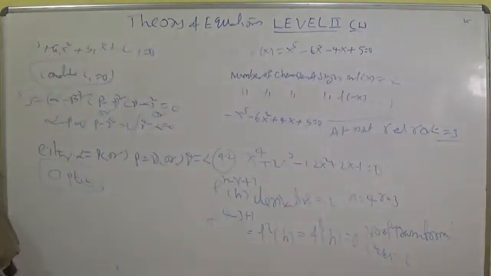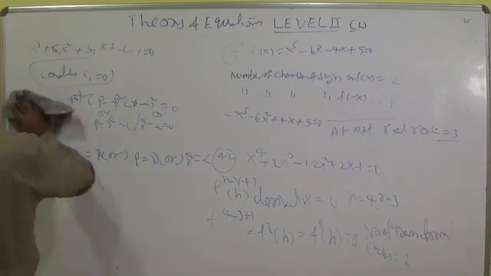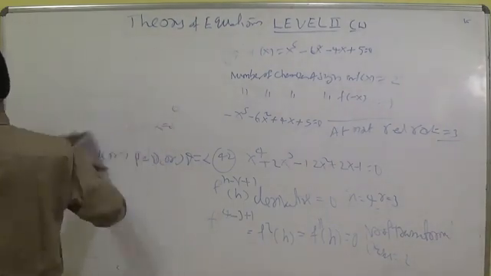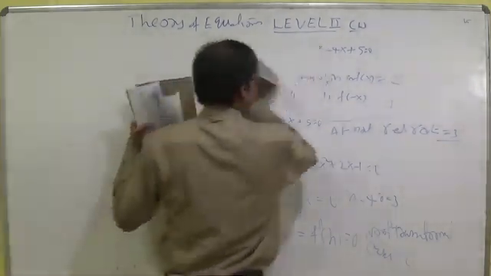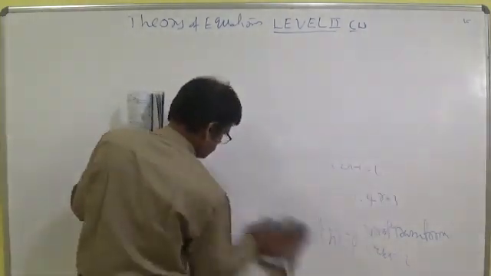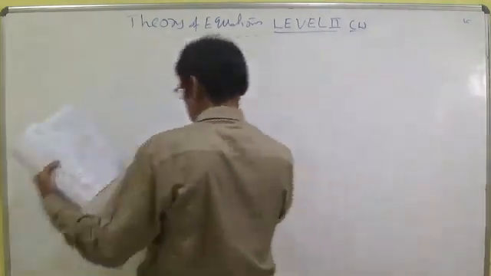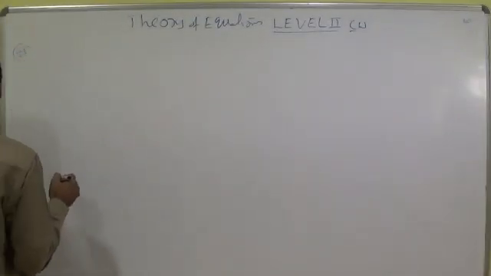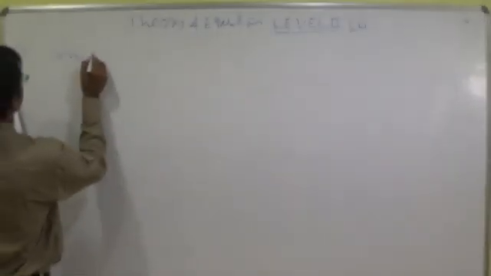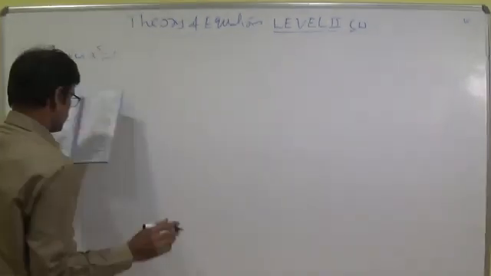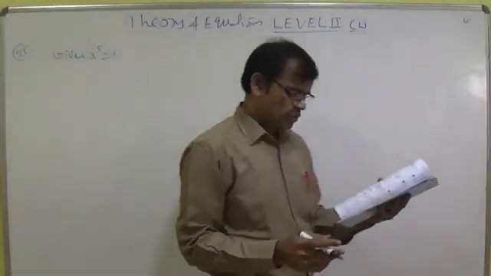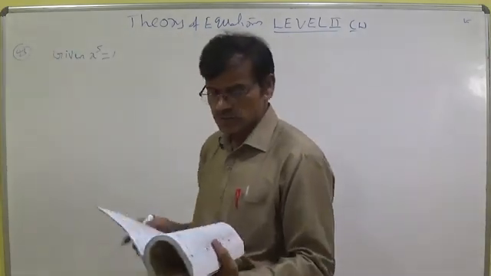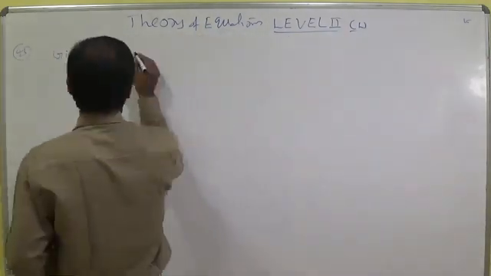Next, 43rd question. Alpha is an imaginary root of x power 5 minus 1 equal to 0. Given x power 5 equal to 1, you take it, it is better. X power 5 is equal to 1. Then the equation whose roots are alpha plus alpha power 4 minus.